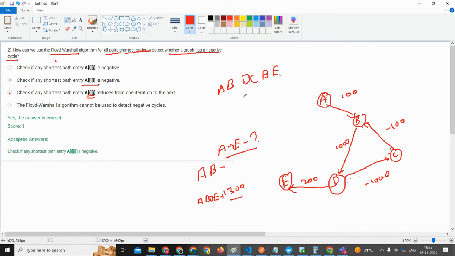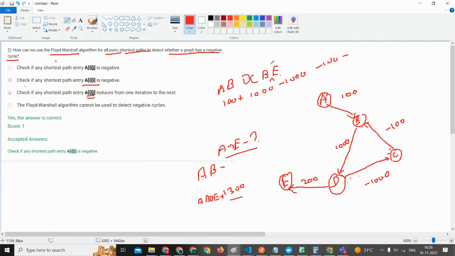Sir, basically it becomes negative now when we move in the loop. Correct. When you move in the loop, the cost is reduced. If you are going A, B, D, C, B, E, so A to B is 100, plus 1,000, and D to C is minus 1,000. Yes, and C to B is minus 100.